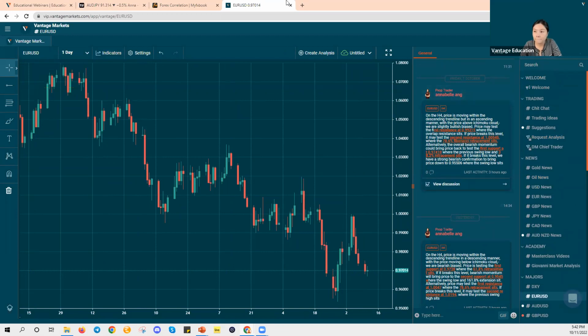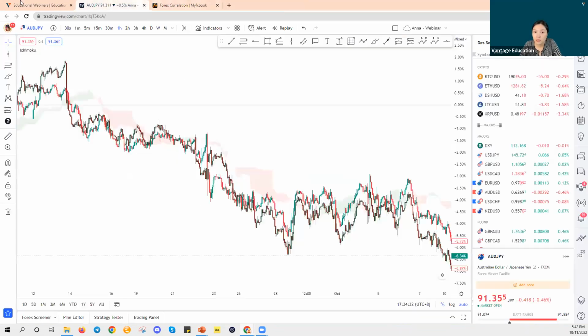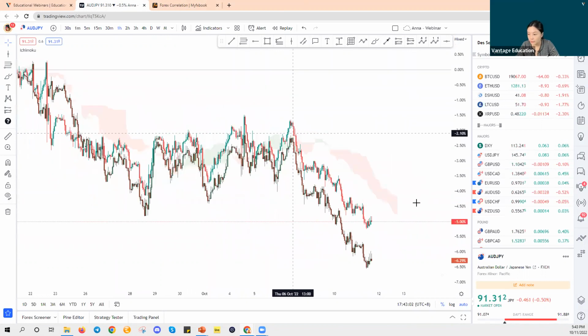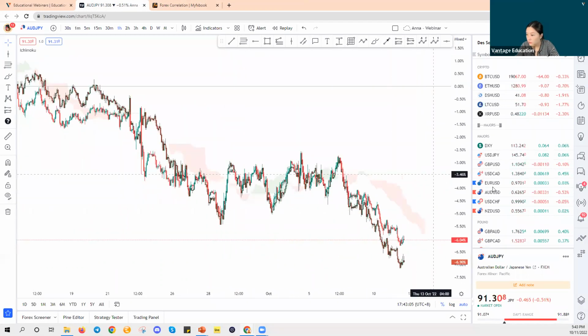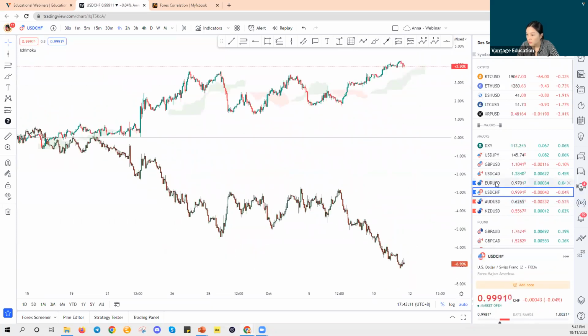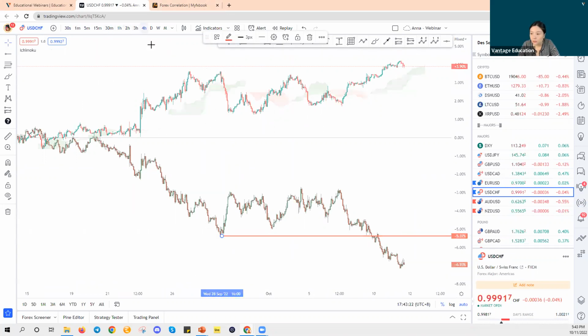Okay, now I'll move on to my live chart. So let's take a look at how we can use correlation to trade, right? So for example, okay, this is too correlated. I don't think I can use this. How about this? Let me see. Maybe I can use this as an example. Let me try.